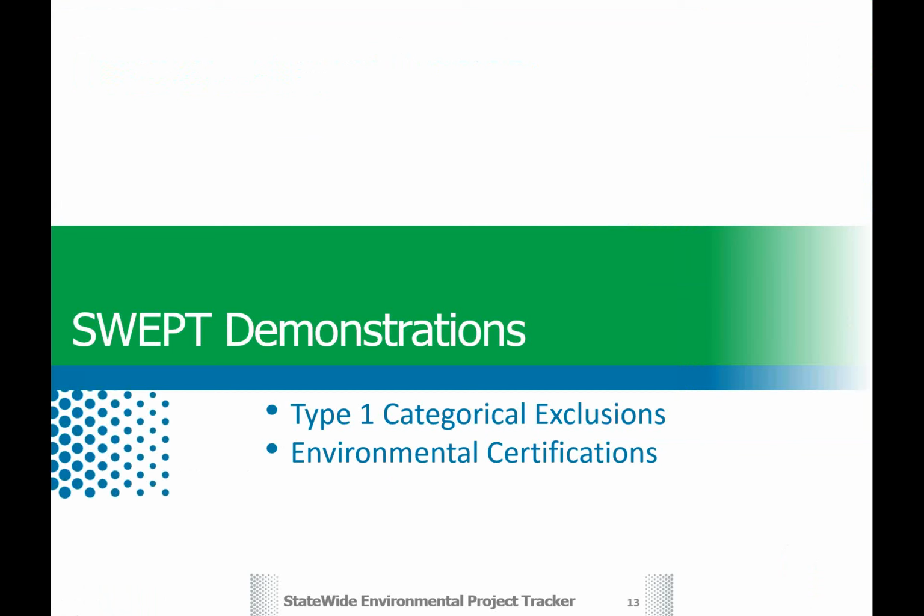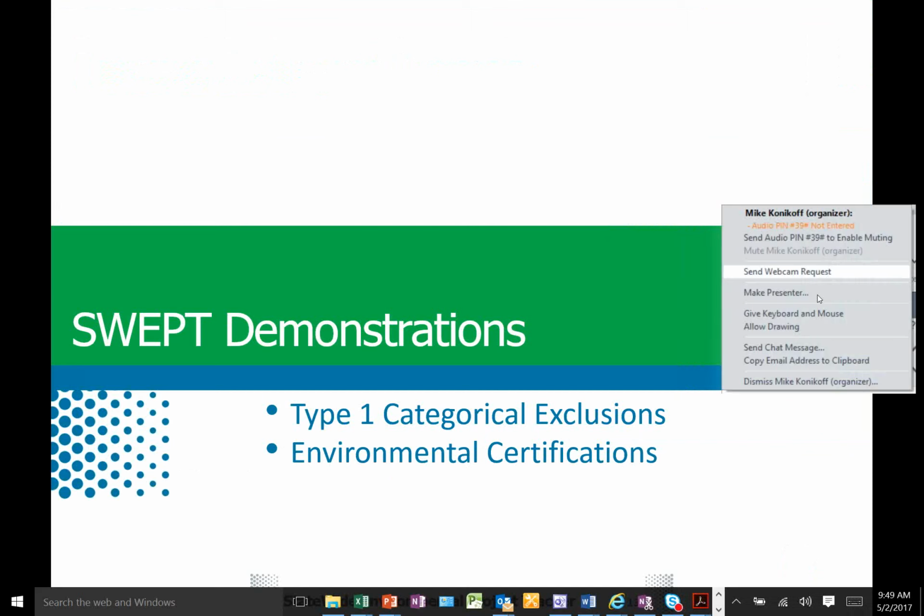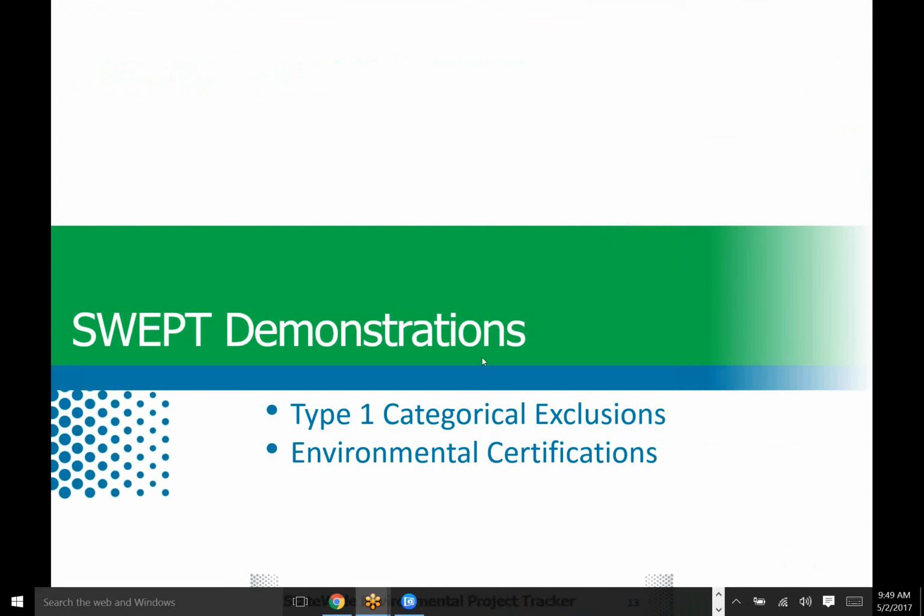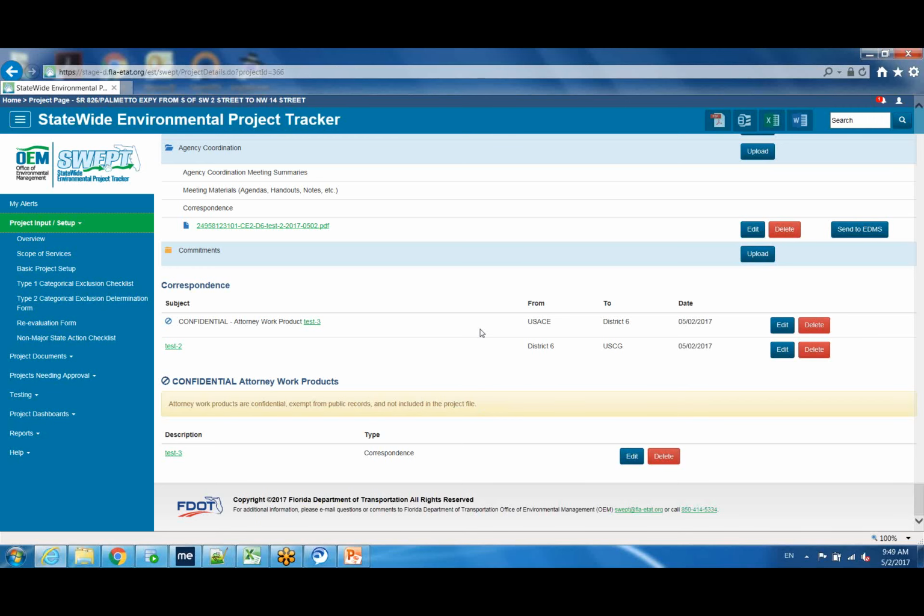So with that, Mike, I'm going to turn it over to you, and if you can press play and then walk through the Type 1s for these guys, I'd appreciate it. All right, so the Type 1 form is available in the main navigation menu under Project Input Setup.